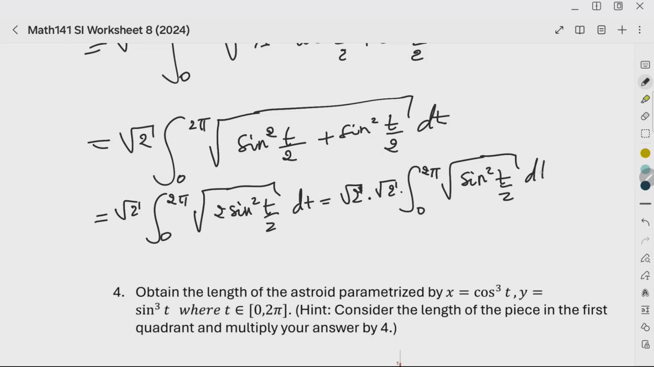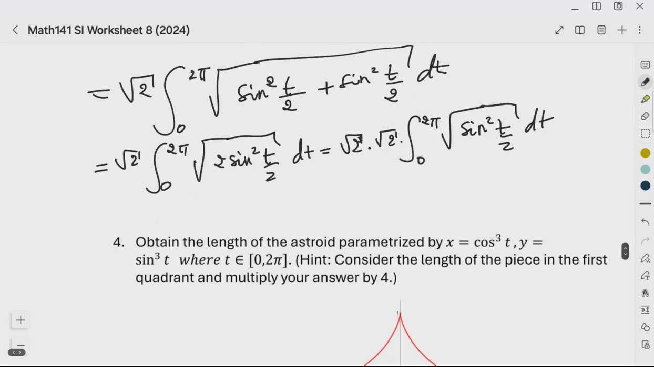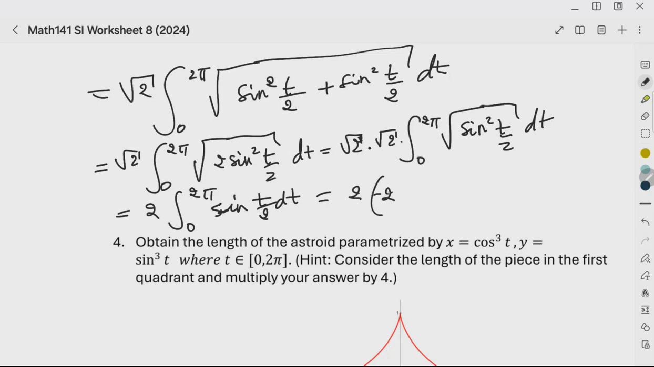Okay. The square root of sine squared is just sine. So we can integrate this. This is equal to 2 multiplied by the integral from 0 to 2 pi of sine of t over 2 dt. And the integral of sine is minus cos, but because it's t over 2, we need to multiply it by 2, so it makes sense. So we will have 2 multiplied by 2, or minus 2 cos of t over 2.